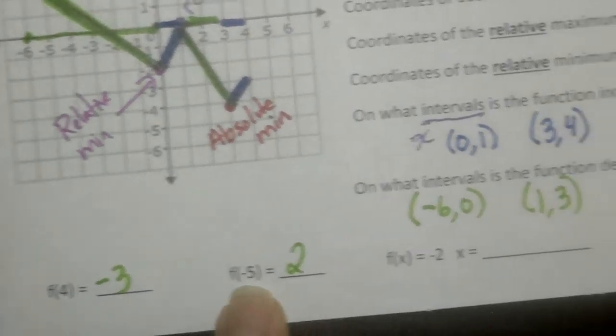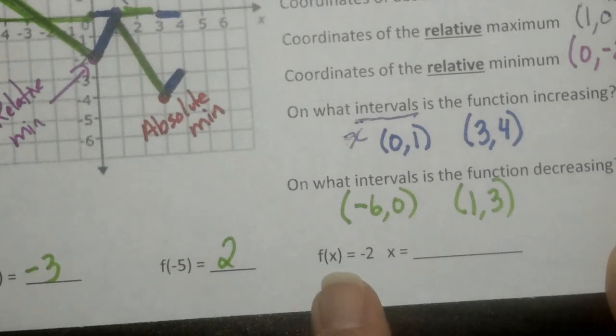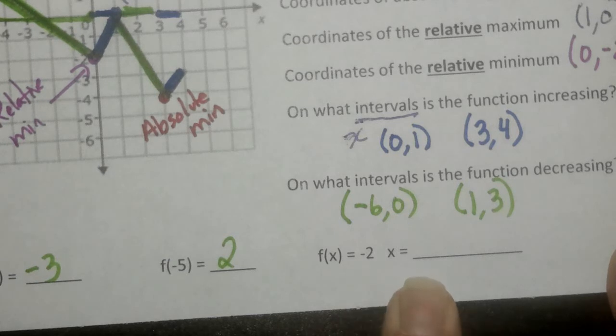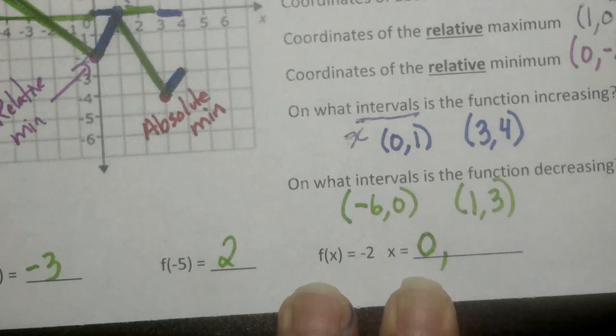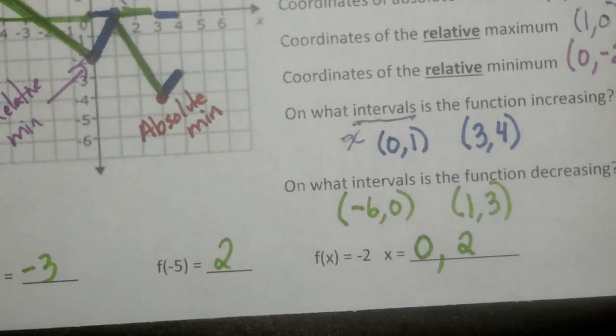Now, notice this is a different question. f of x equals -2. The output is -2. The y value is -2. What x gives you a y value of -2? 0 is one answer. And what's the other answer? 2. So you have to be sure that if there's more than one spot, you get them both.